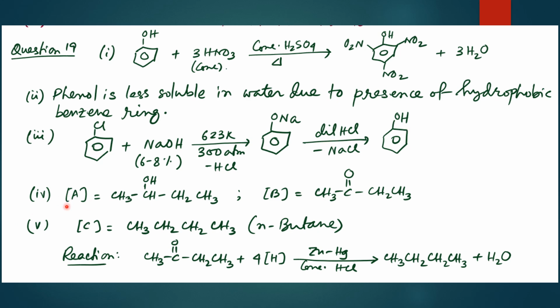And in question number 4, it is clearly written that Lucas test positive after 5 minutes. That means the secondary alcohol. So with the given formula, the only secondary alcohol possible is butan-2-ol. And butan-2-ol, when oxidized, gives you butan-2-one. Butan-2-one in presence of zinc amalgam and concentrated HCl will undergo Clemmensen reduction to give you the corresponding alkane, that is n-butane. And this will be the balanced equation.